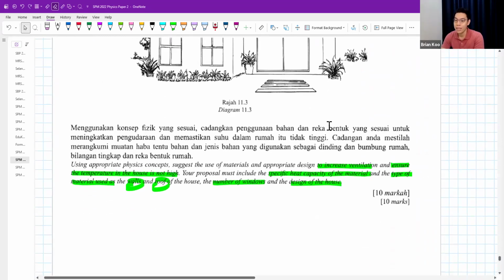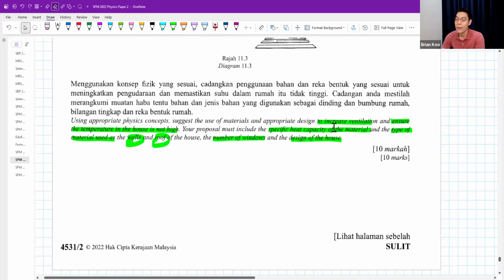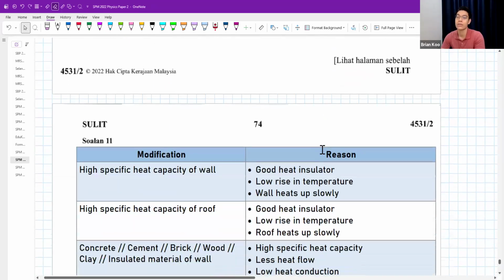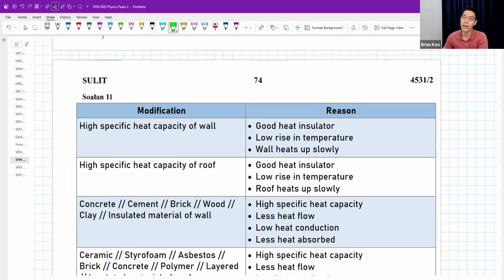Okay, at first glance, it looks quite confusing, a bit hard, but really you have a lot of things to say. Talk about the wall, the roof, the number of windows, the design of the house. Okay, let's take a look. I first of all want high specific heat capacity of wall. And also I write high specific heat capacity of roof. Guys, you get separate marks for this.